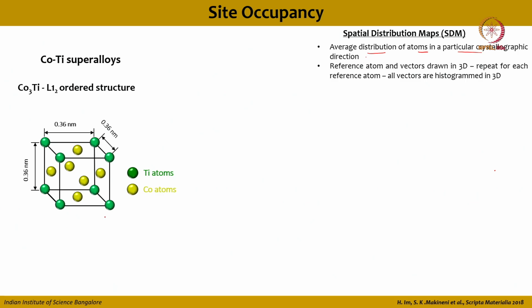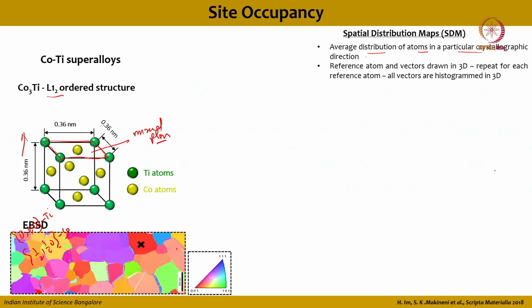Now here you can see that there is a unit cell which is an L12 ordered structure, and this unit cell has two lattice positions. One is 0 0 0, another is half half 0. These are the two lattice positions, and at these two lattice positions you have different atoms. At 0 0 0 there are titanium atoms, at half half 0 there are cobalt atoms. You can see here. So this particular plane, if you see in this direction, is called a mixed plane. Why a mixed plane? Because it has both titanium and also cobalt atoms.